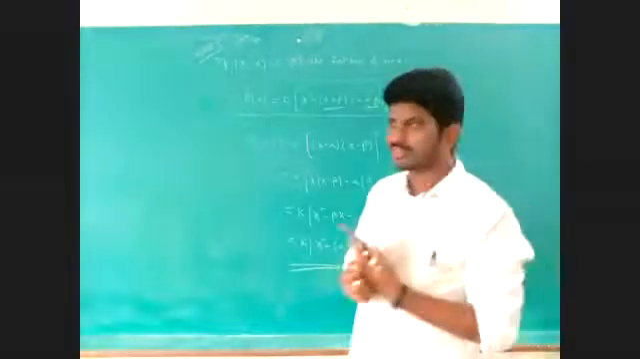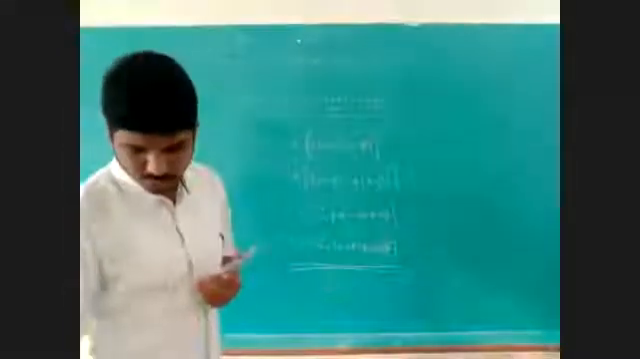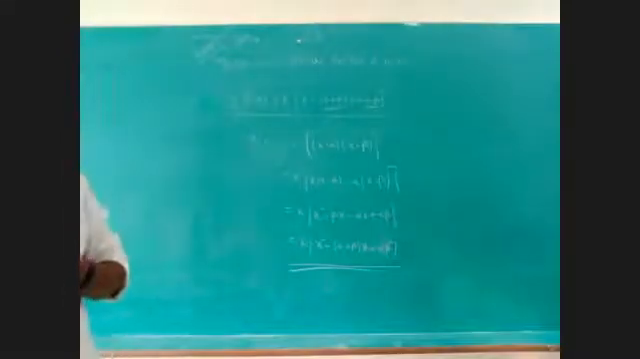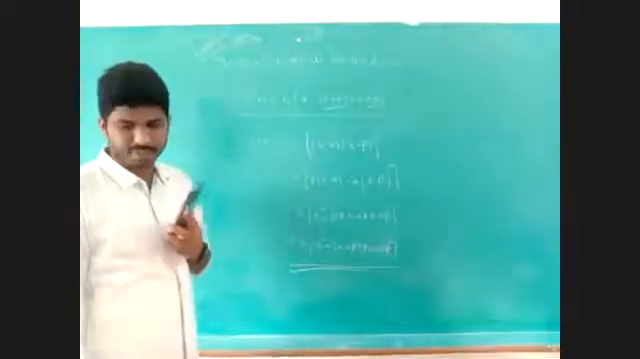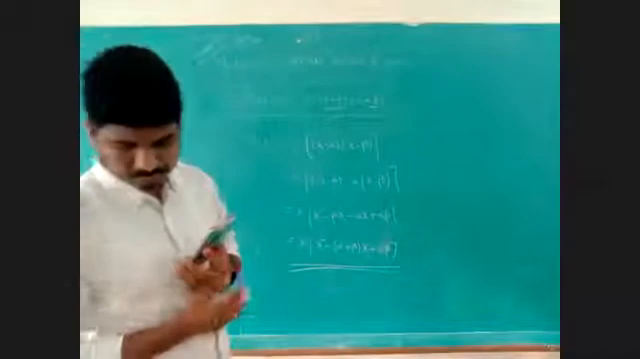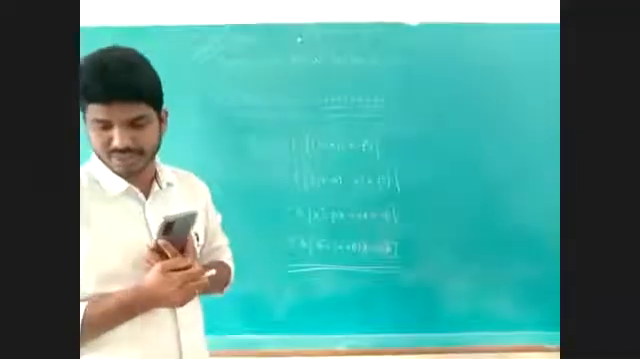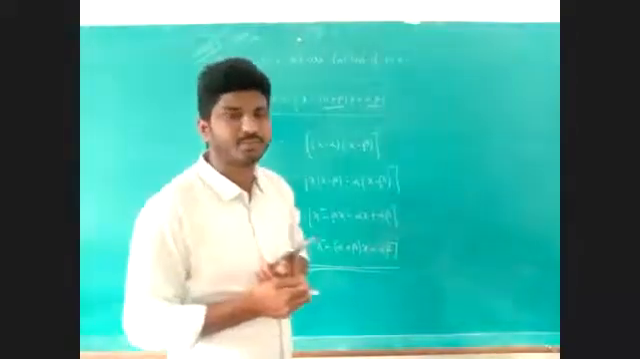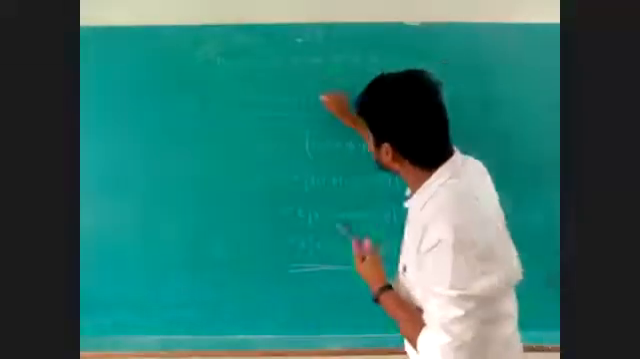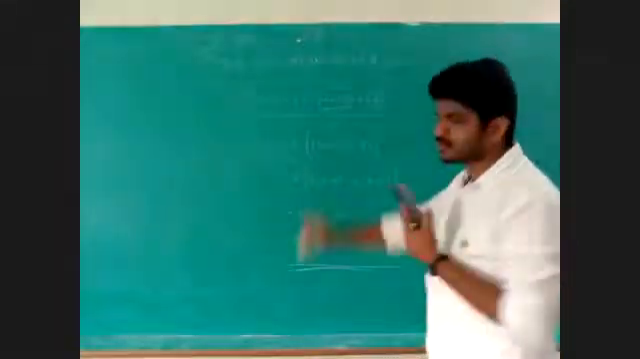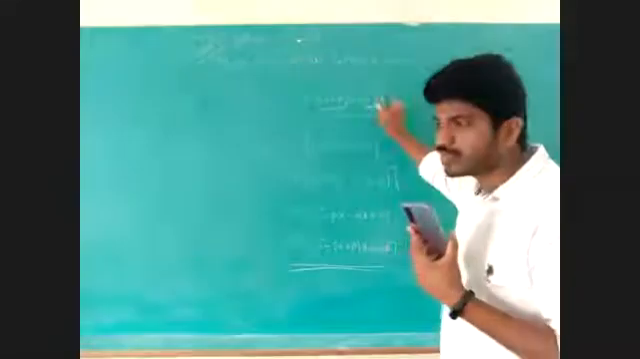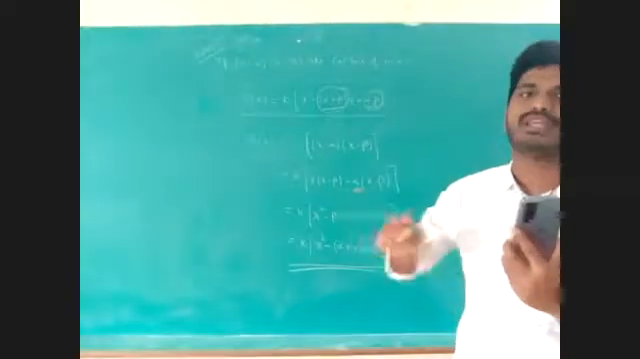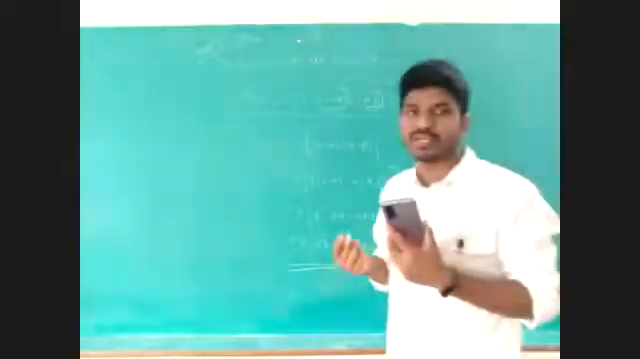Now, based on this formula, the question given in one C second bit in exercise 3.3 is: find the quadratic polynomial in each case with the given numbers as the sum and product of the zeros respectively. Here the sum of the zeros, alpha plus beta, is given, and the product of the zeros, alpha into beta, is also given. By using these two conditions, write the required quadratic polynomial.